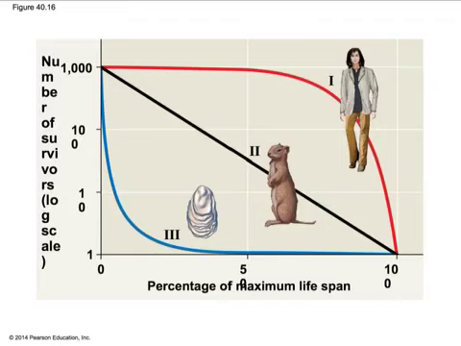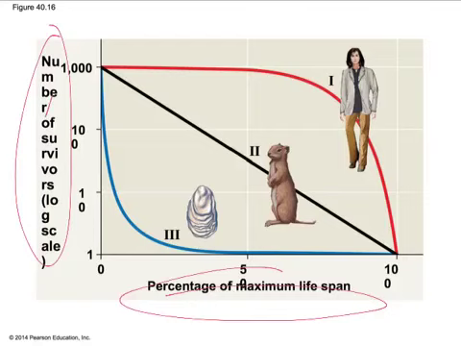You have your number of survivors on the y-axis and the percentage of maximum lifespan on the x-axis. The y-axis is a little bit different in this picture, but there are your survivorship curves in this case. Questions on survivorship curves?